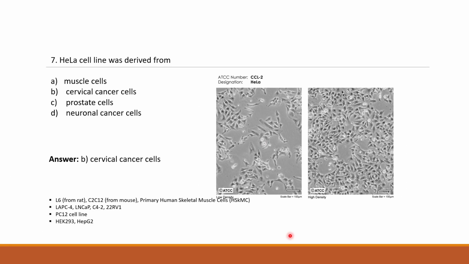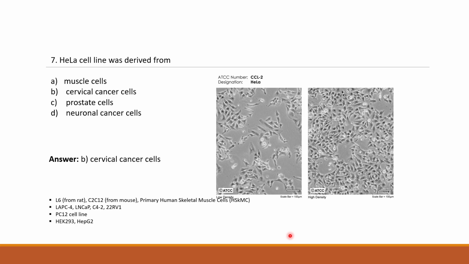So these are other cell lines of different types of cells, like muscle is L6, C2, C12. Then prostate cells are LAPC4, C42, 22Rv1. And then neuronal cancer cell lines are PC12 cell lines.